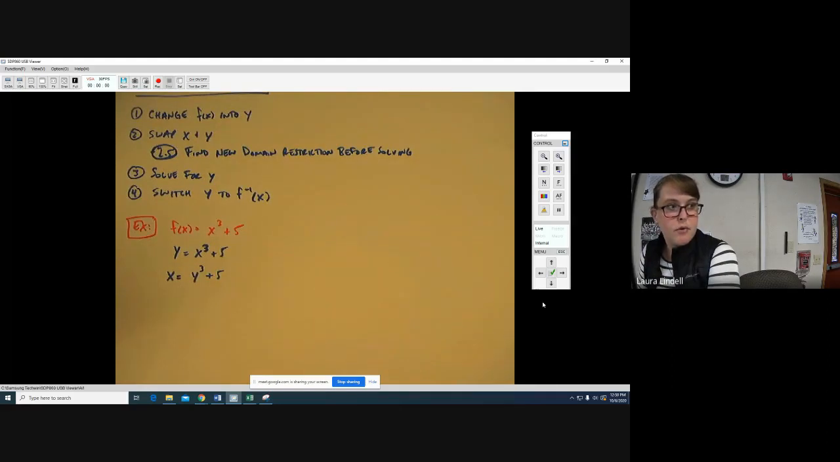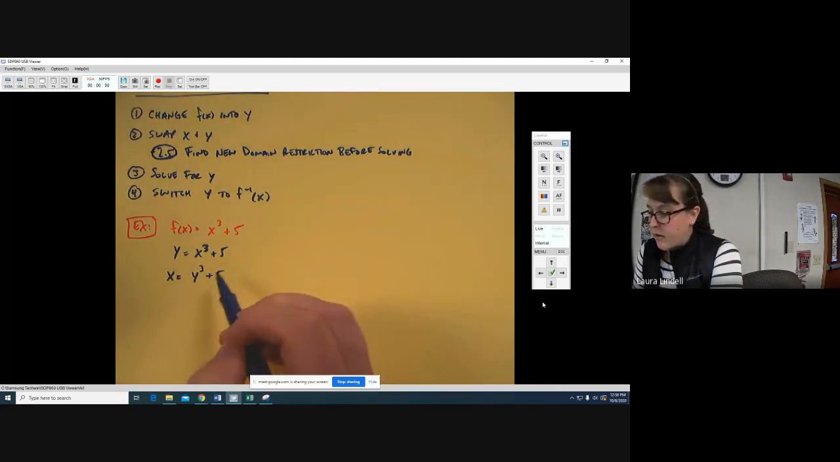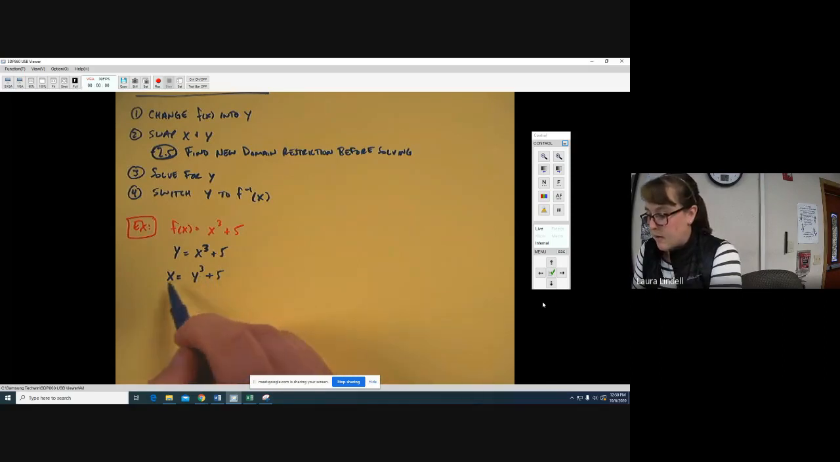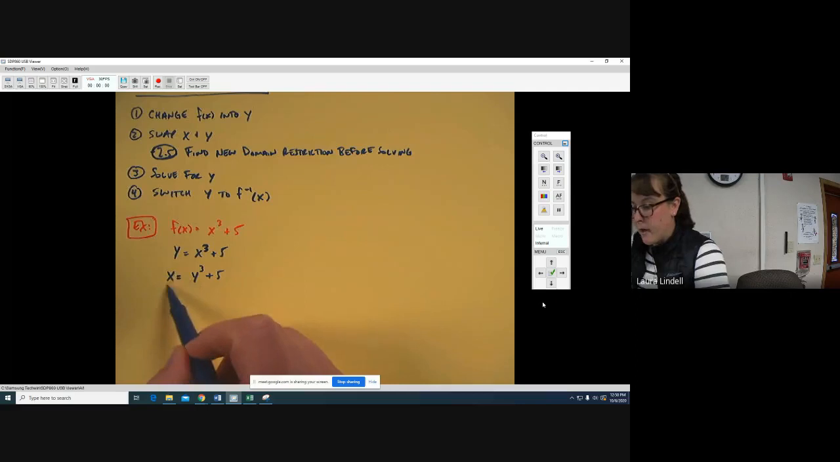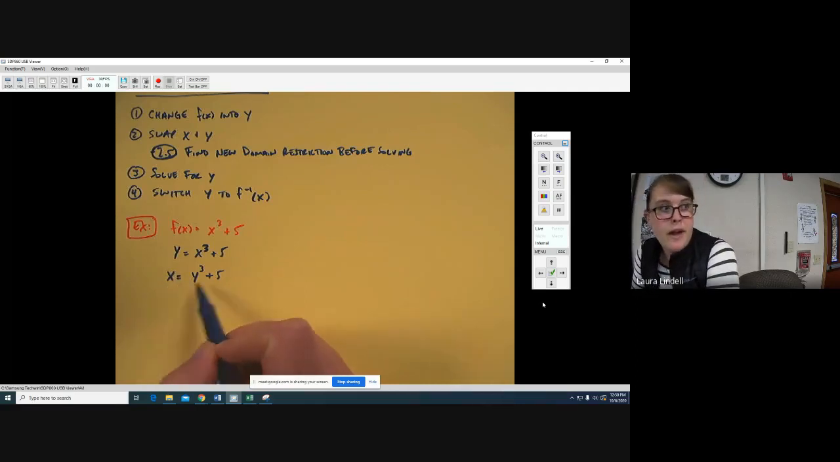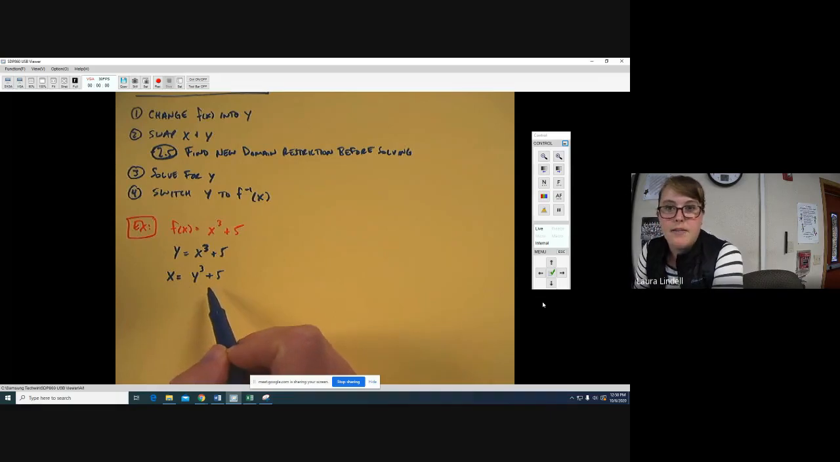All right, and then before we start solving, we want to figure out what our new domain is going to be. We know that the domain is the x values, right? So while we have x equals here, we may as well figure out if there's going to be any x values that it would not work for.